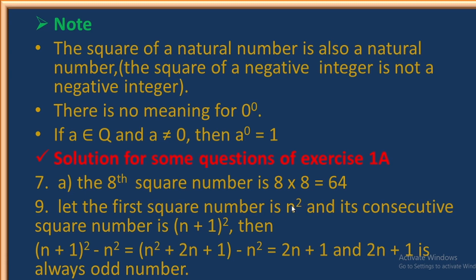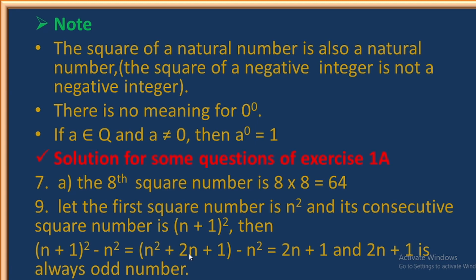So if n is the first number, then n plus 1 is the second one, and we are going to find the squares of these two consecutive integers. The square of n is n square, and the square of its consecutive becomes n plus 1 the whole square. Don't forget that n plus 1 the whole square does not mean n square plus 1 square. You have to write n plus 1 times n plus 1, so n plus 1 the whole square is n square plus 2n plus 1.